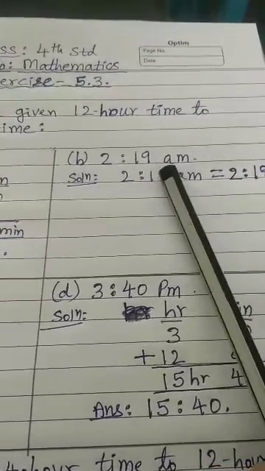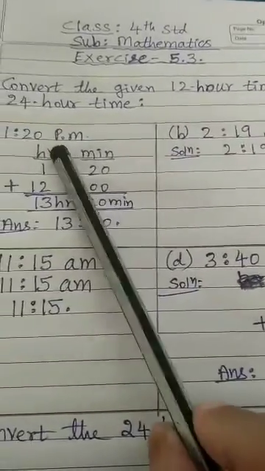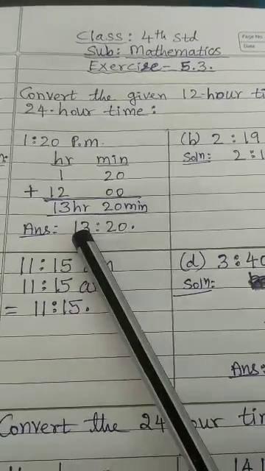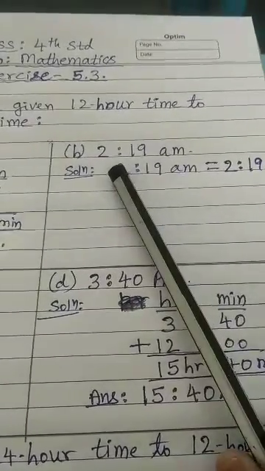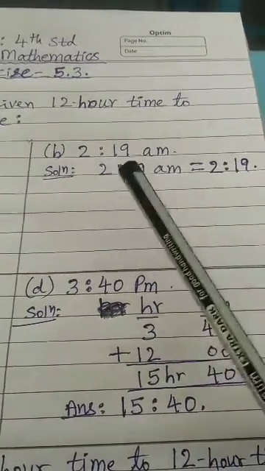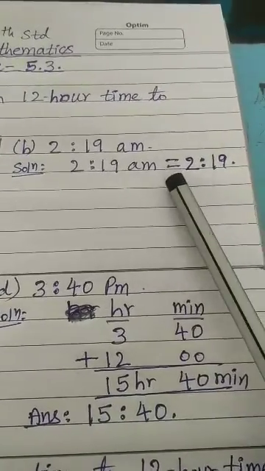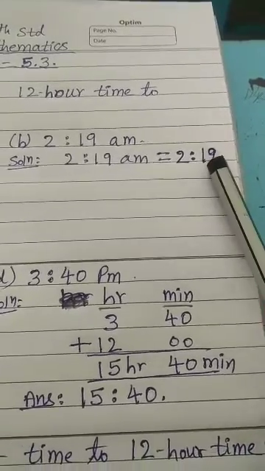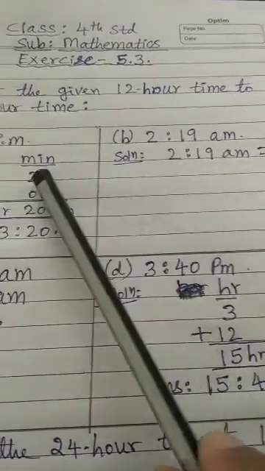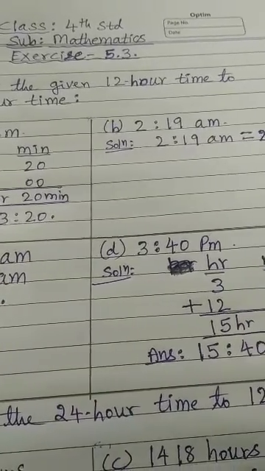B question. When you see AM, there is no need to add 12. Only when you see PM, you should add 12. Then you will get the hours in 24-hour time. But when you see AM, see in B question 2:19 AM it is there. So you need not add 12. Direct solution is 2:19 AM is equal to 2:19. It means 2 hours 19 minutes. Whenever you see AM, don't add 12. Only when you see PM, you should add 12 to convert 12-hour time to 24-hour time.